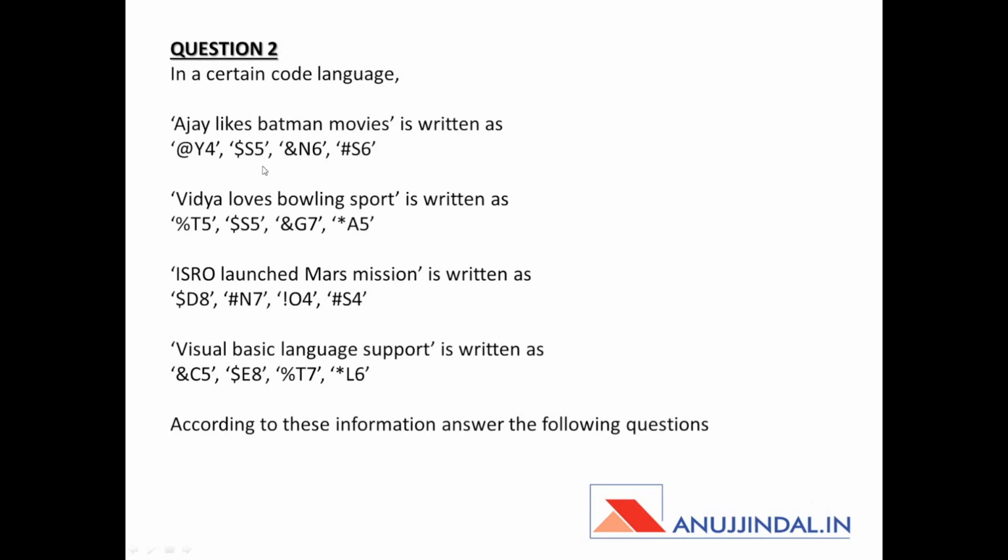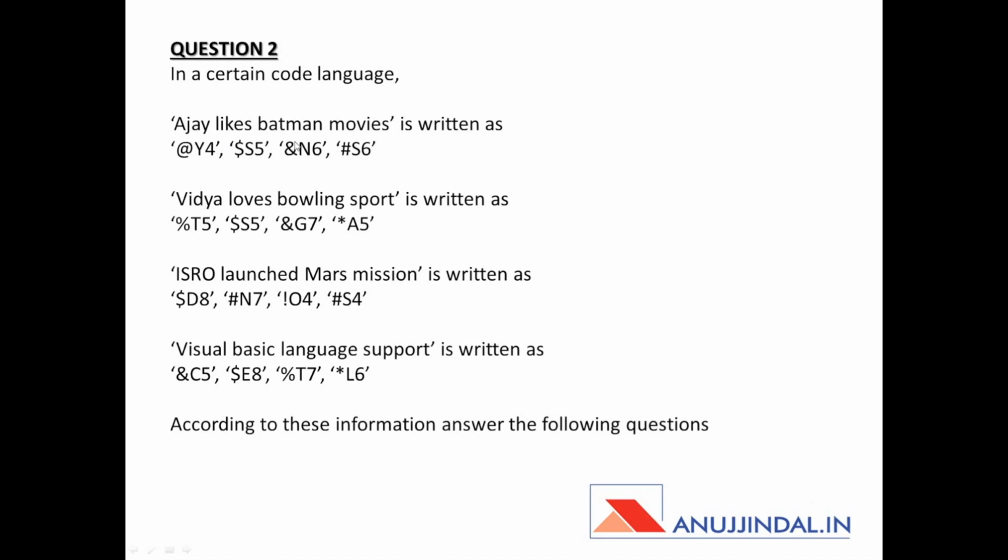But we also know that the last element, that is 5, stands for the number of letters in that word. In likes there are 5 letters, and 5 is written here at the last. So $S5 will be the code for likes. Now we can also tell that the dollar sign is standing for L.